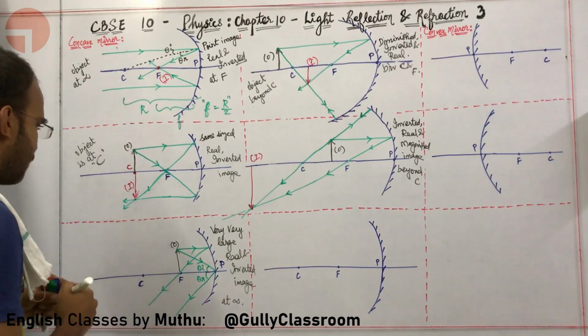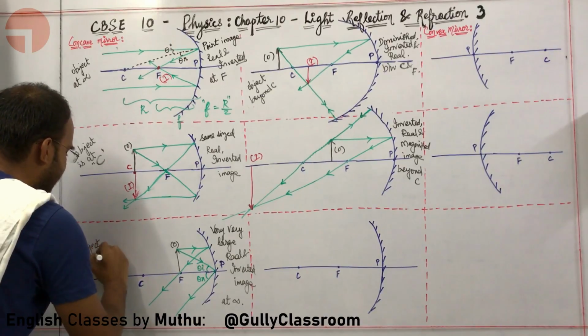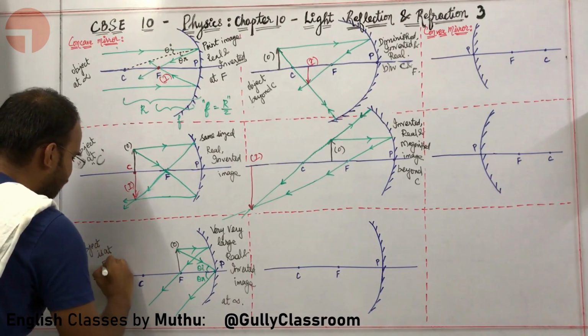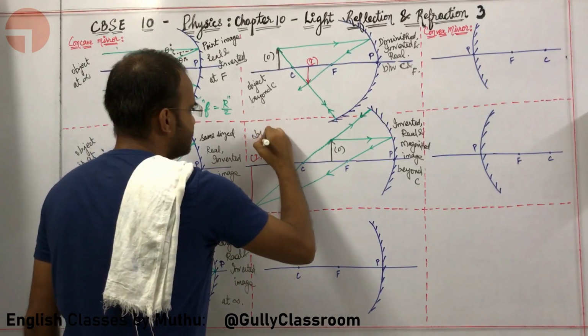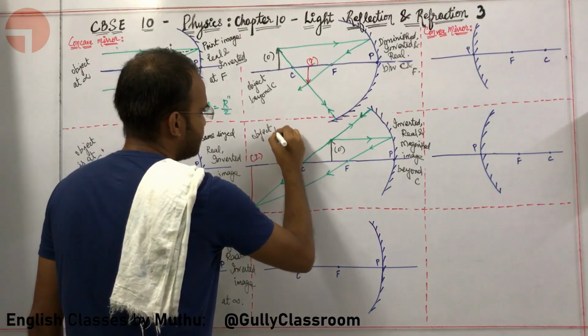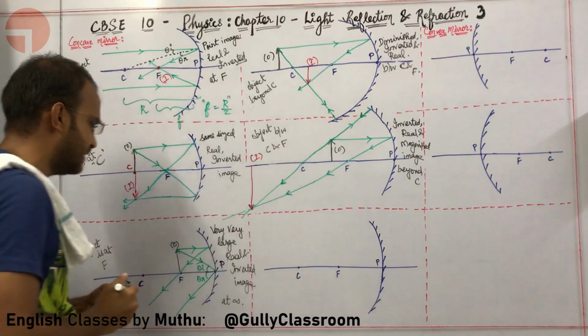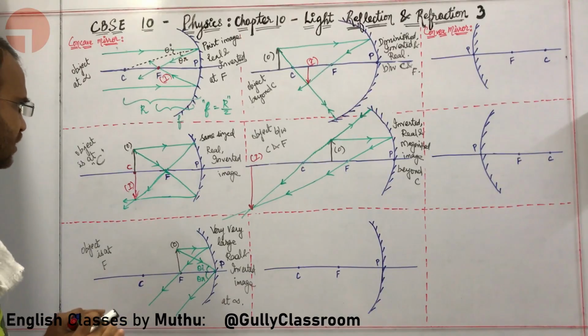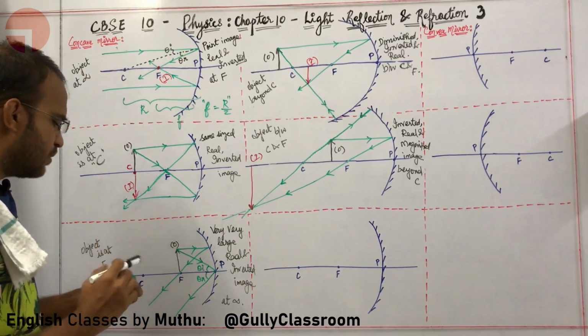So what is happening to the object over here? The object is at F. What about here? The object is between C and F. Are you comfortable with this story? Absolutely, sir. Okay. Now only one position is left.